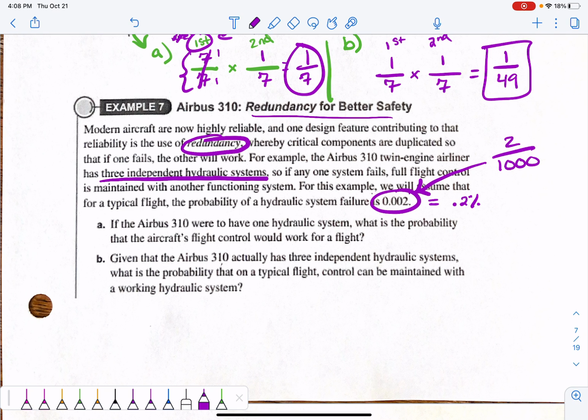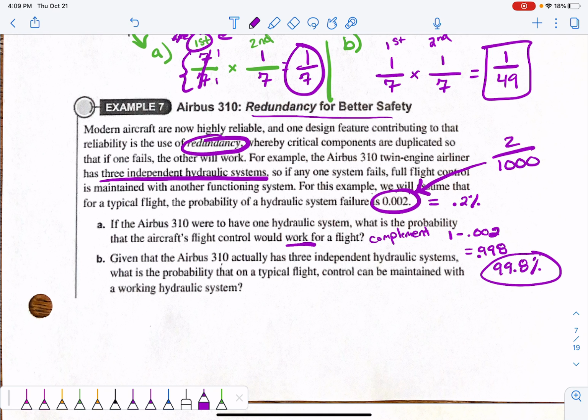If the Airbus 310 were to have one hydraulic system, what is the probability that the aircraft's flight control will work for the flight, okay? So if it has a 0.002 failure rate, this is kind of like doing the complement of that, okay? The complement is it working, right? Which would be subtracting that number from 1. So we're going to take 1 minus 0.002, which is 0.998, which is a 99.8% chance that it is going to be just fine and nothing bad is going to happen, okay? 99.8% of the time, it's going to be just fine, okay?